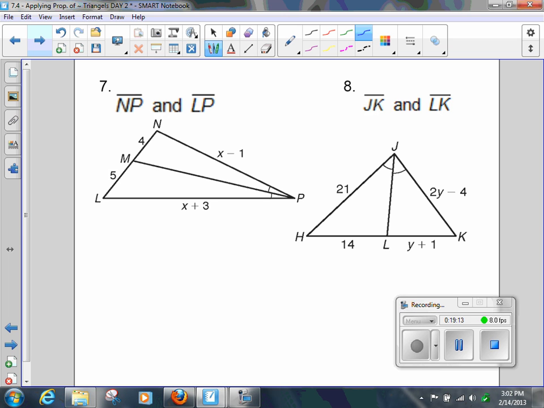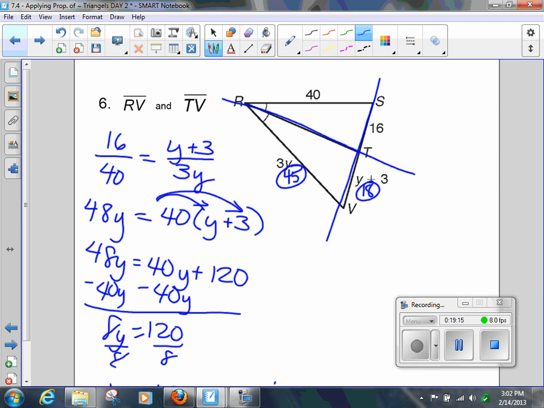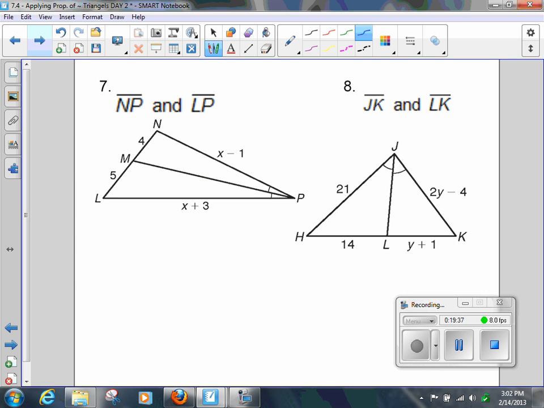Okay. Did you figure it out? Did you do the next one? Here's what I would do. Write the proportion, go back and solve it later. Okay? Let's look at the next one. Where am I going to draw my line? Right here.